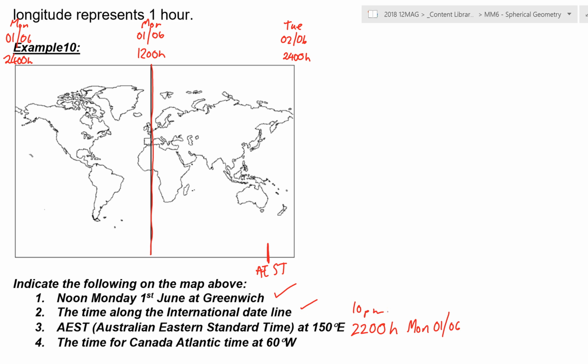And the time for Canada Atlantic time, 60 degrees west. This is going to be over here somewhere. 60 degrees west, divide that by 15, I get 4 hours behind, so it's going to be 8 a.m., 0800 hours, Monday, the 1st of June.